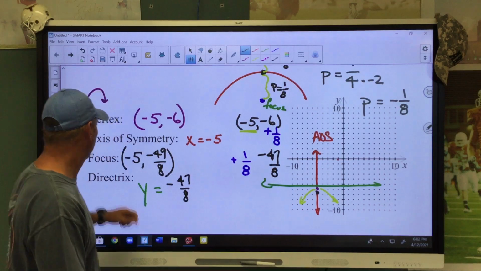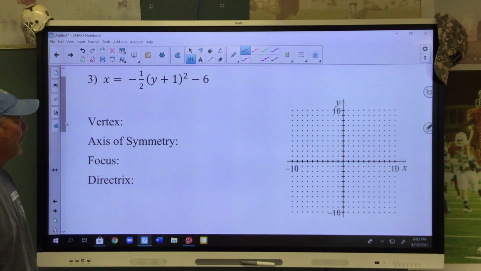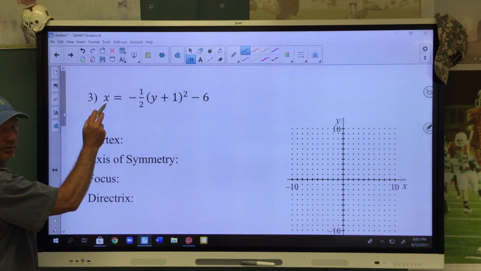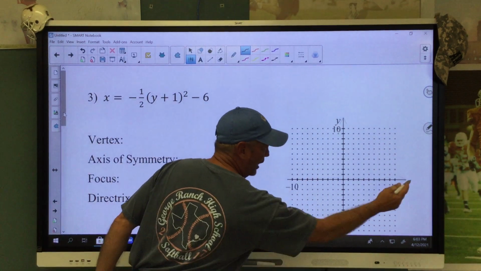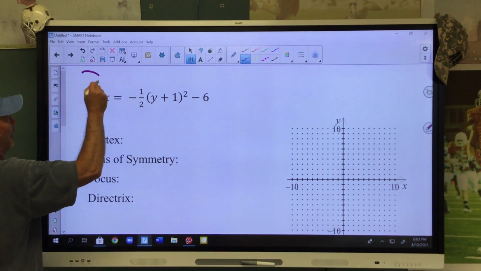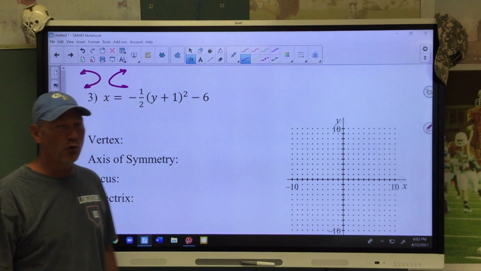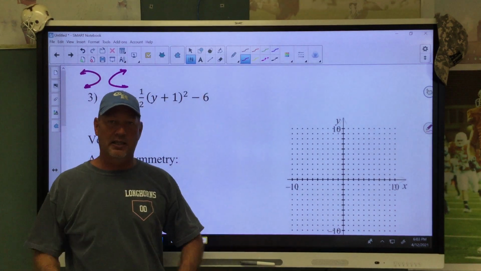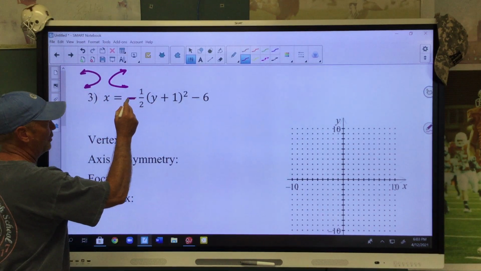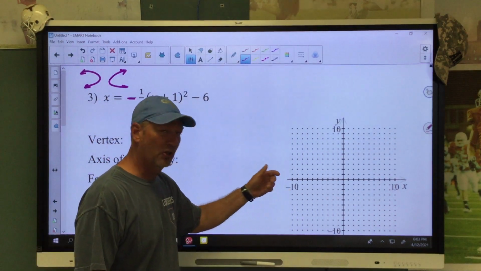Let's try another problem. All right, so we're looking at number 3, okay? Notice that this is x equals. The x-axis runs horizontally, left and right, so I know my graph is either going to open up to the left or to the right. But because it's an x, I know it's not going to open up and down. It's got to go left or right, okay? My a value is negative. And so I look at my x-axis. The negative numbers go to the left.